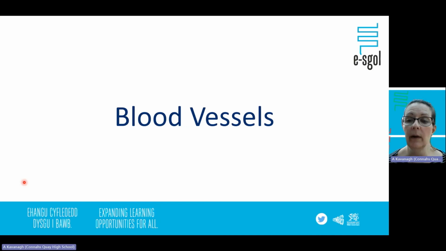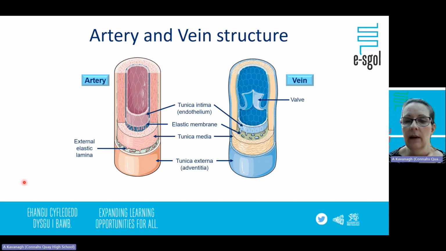We're going to start by looking at blood vessels. So a reminder that this section of work here is relevant for those of us in year 10, whether it's double award or triple award for biology or for double award science. So this diagram first of all shows us the structure of the artery and the structure of the vein.